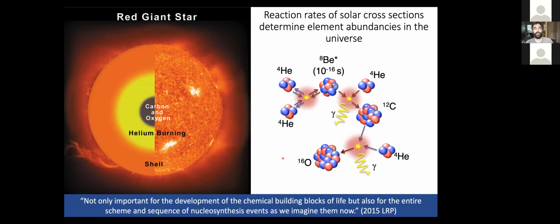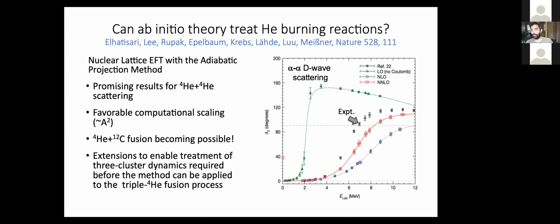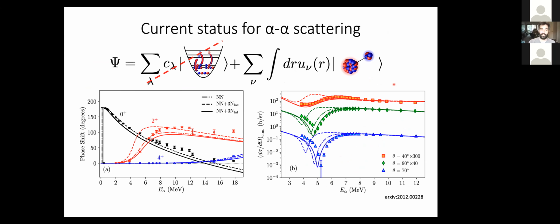Oh, cool. Okay, I spoke earlier about alpha burning reactions. So to get back to this, can ab initio theory describe alpha burning reactions? The answer is yes. So this has already been done back in 2015 by Elhatisari and collaborators. They showed that they get relatively good agreement for phase shifts up to N2LO with lattice methods. We recently managed to update our code base in a way that allows us to do alpha-induced reactions, and we find a similar good agreement with the data.